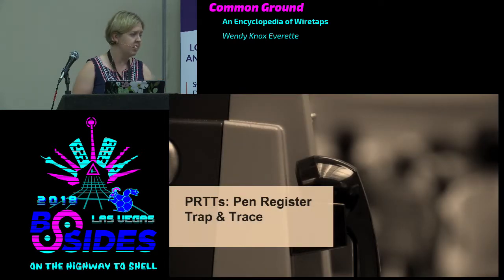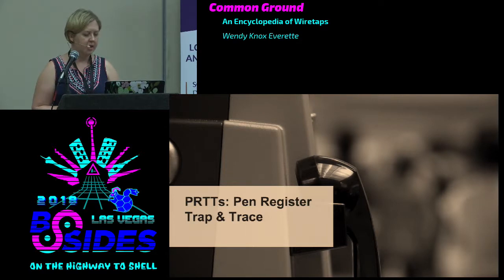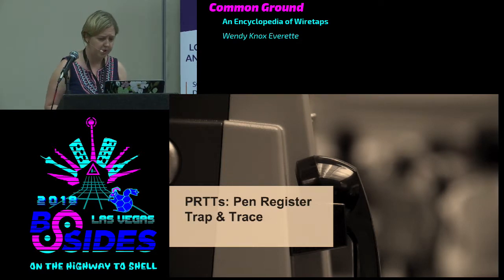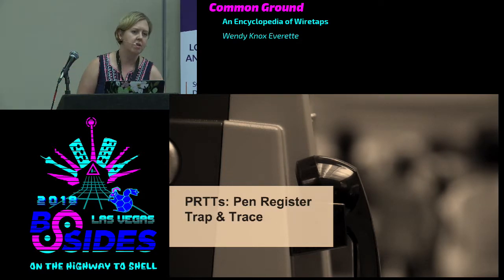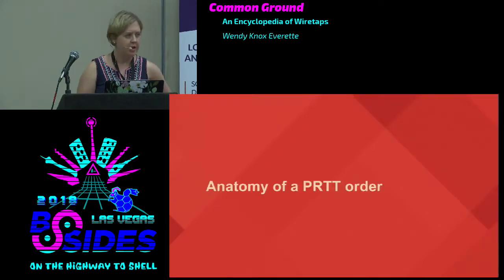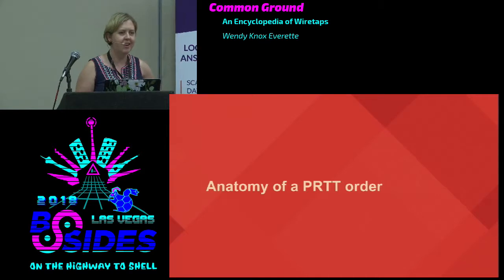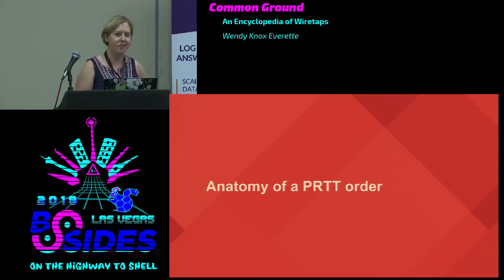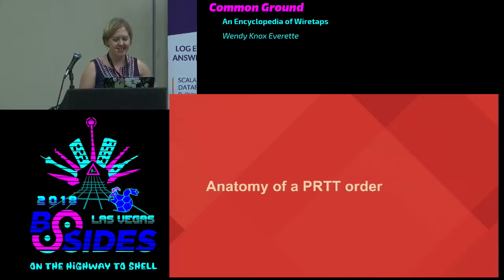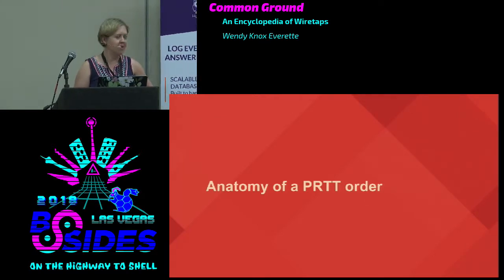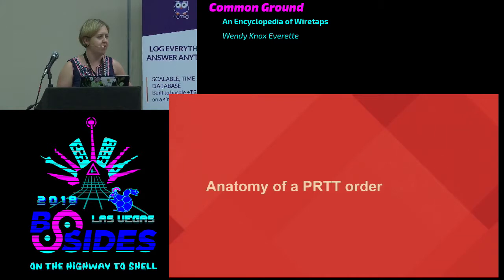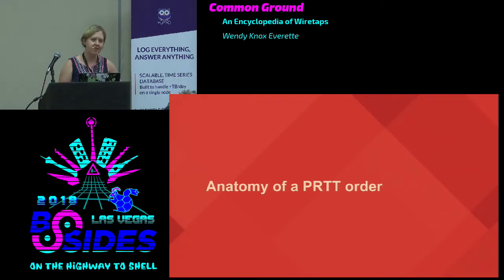A PRTT is a specific type of subpoena. It's pen register, trap, and trace. This is 18 U.S.C. 3123. And we're going to walk through one. I had an awfully fun time trying to find some examples of some of these orders for you guys. So I think this one is okay. Some of these might be a little blurry because we're getting, like, scans of typewritten pages and stuff. They're fun.